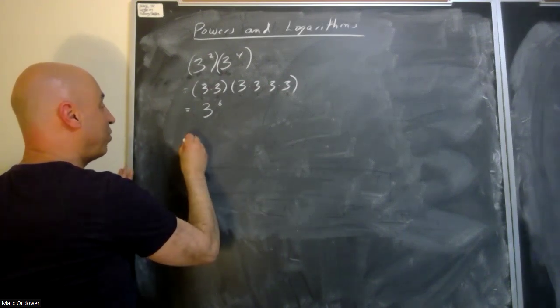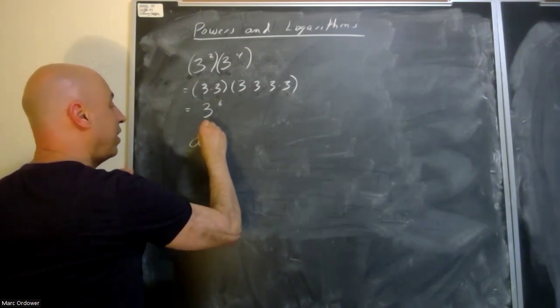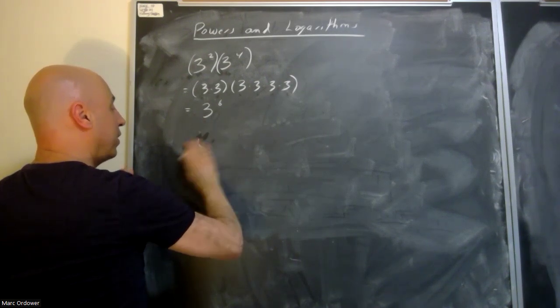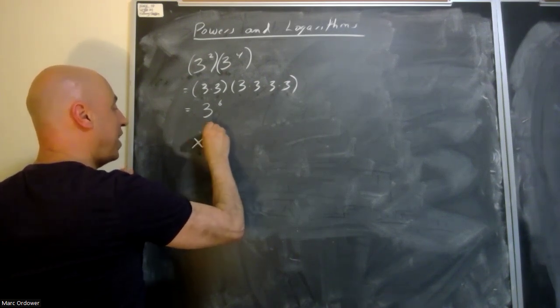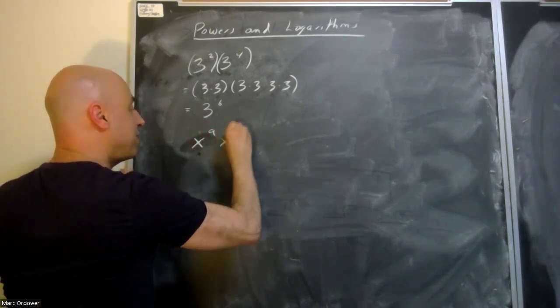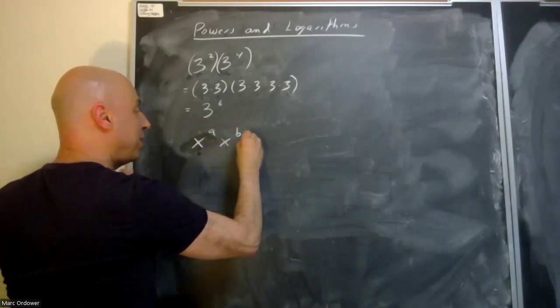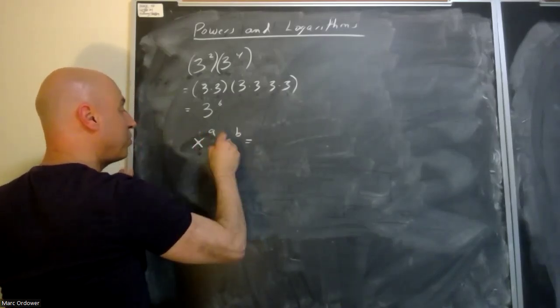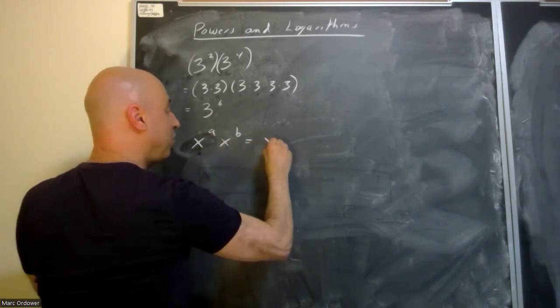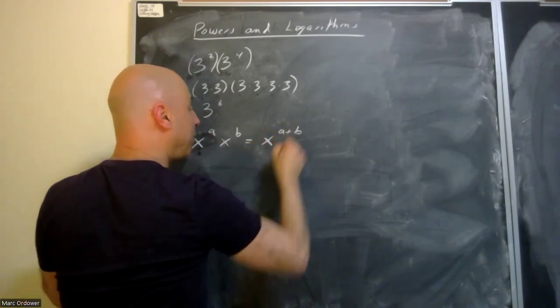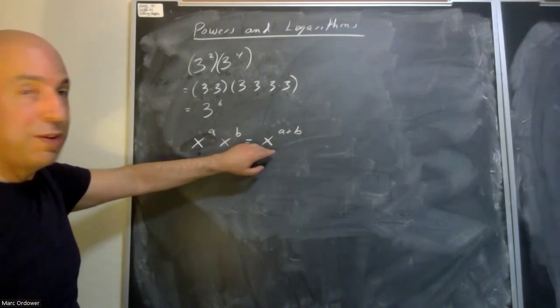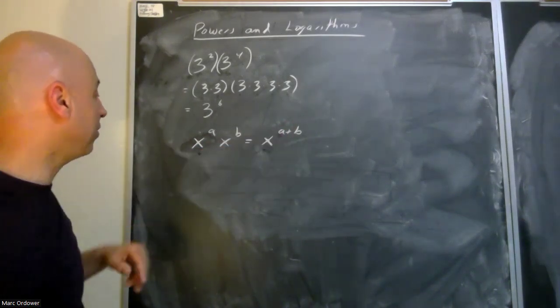So let's just write that as a rule. If I take any number, let me put the base x to the a times x to the b. So we have the same base here. When you multiply two powers with exactly the same base, this is just x to the a plus b. When you multiply two powers with the same base, you just add the exponents.